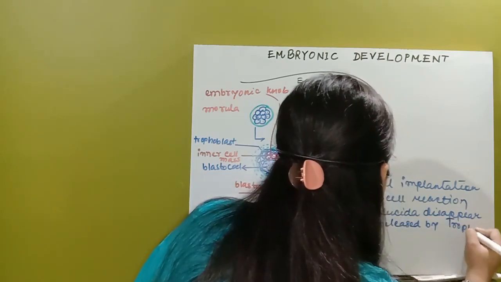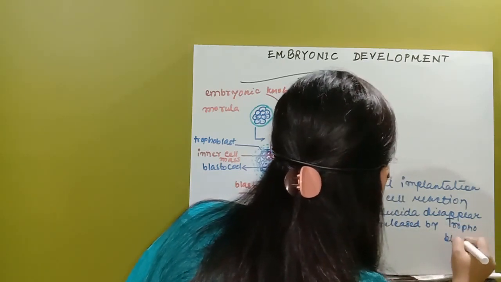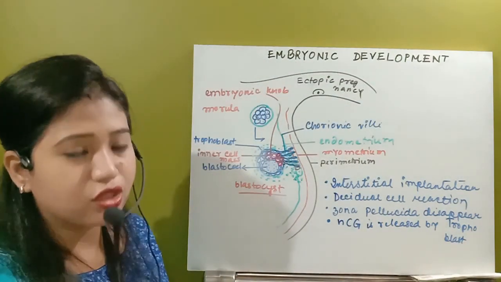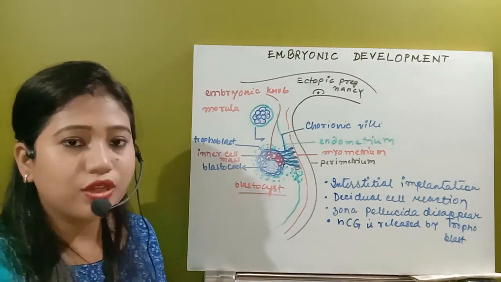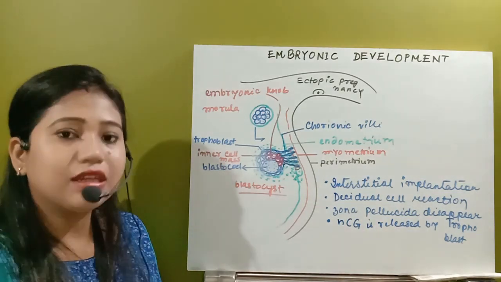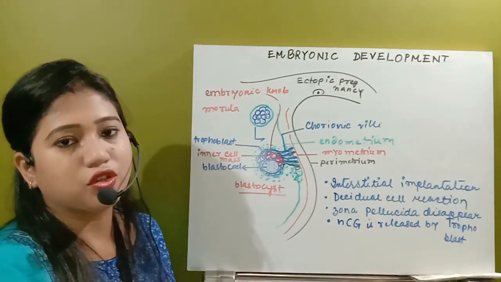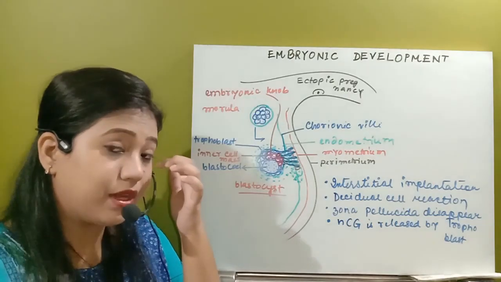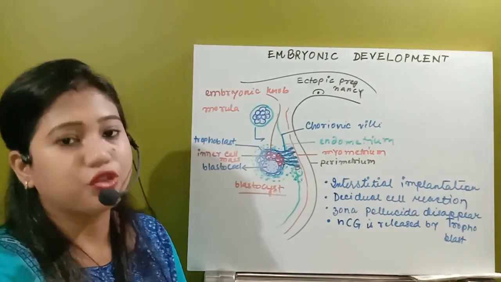the trophoblast, which will give an indication to the corpus luteum, so that the corpus luteum does not degenerate in the time period up to the formation of the placenta. So when the placenta is formed, at that period of time it will release the progesterone hormone.